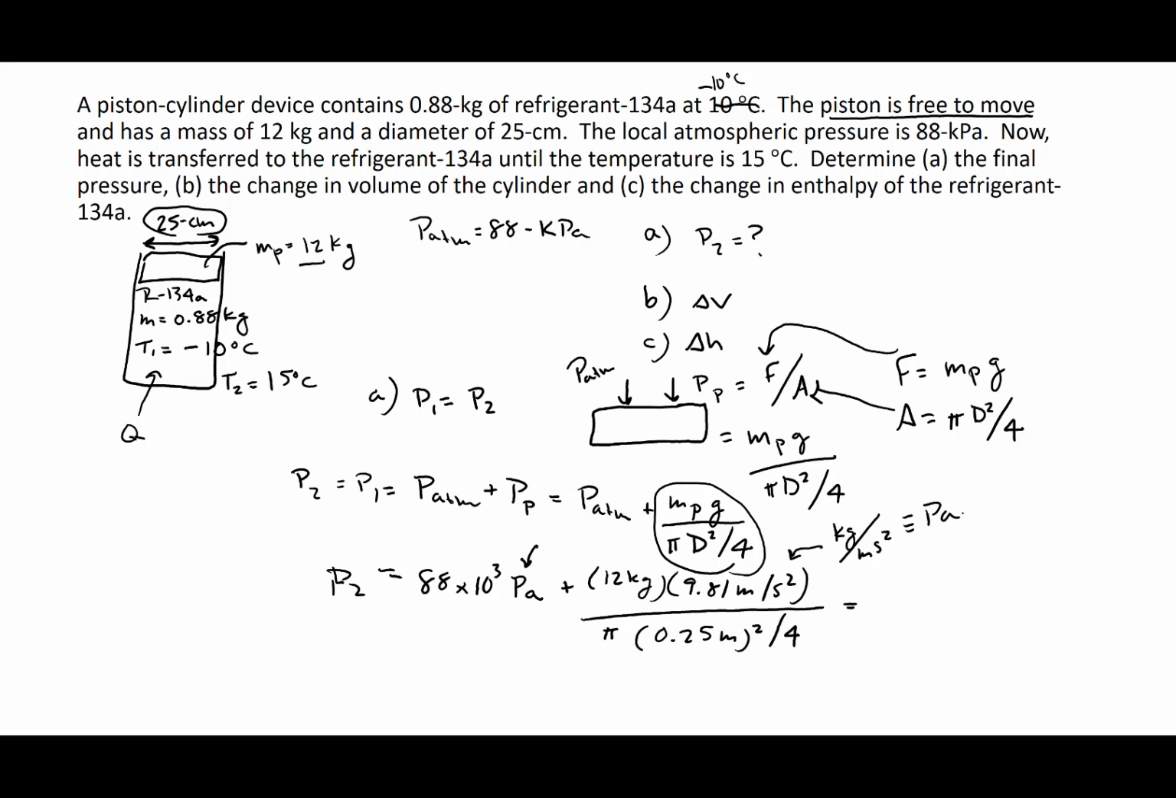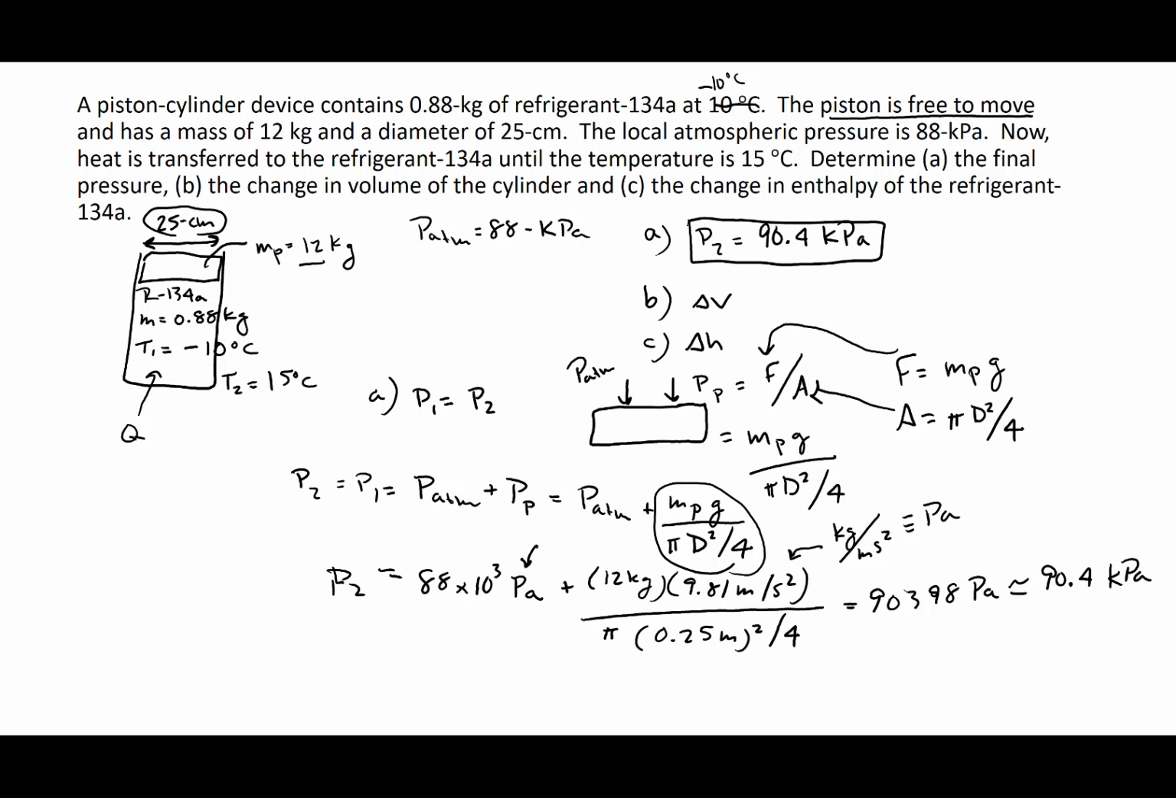So we end up with the correct units. So this works out to 90398 pascals, which is approximately 90.4 kilopascals. So that means that the pressure, so this P2, is equal to 90.4 kilopascals. So we've done A.